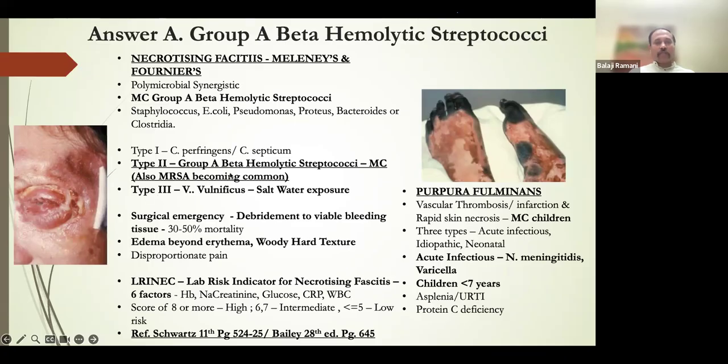So type 1 is Clostridia, type 2 is beta hemolytic streptococci, and type 3 is Vibrio vulnificus. Saltwater exposure is specifically mentioned as far as type 3 is concerned. So that is another potential MCQ.